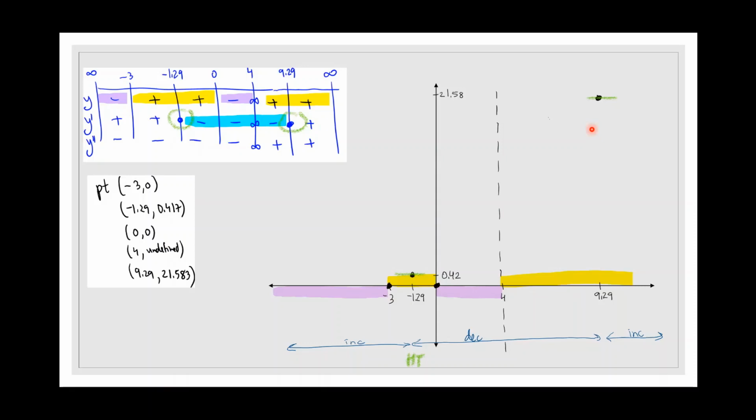Then we have a VA here, so we've already discussed that the derivative would not exist if the graph is not there. Then the second derivative being positive implies we have concave up on this side, so that means it would be concave down on the other.